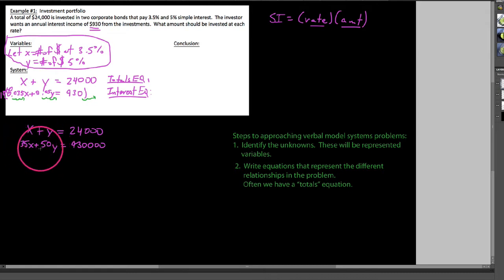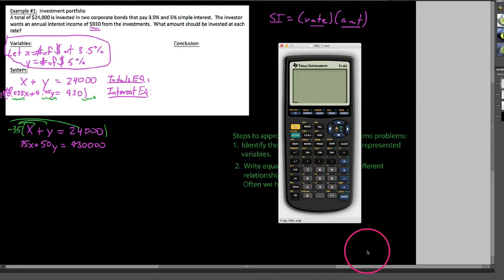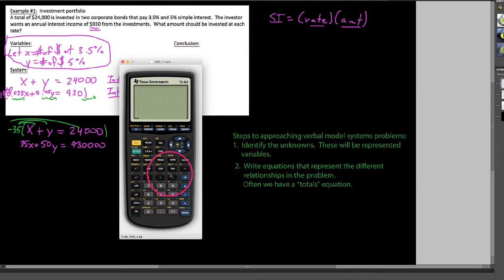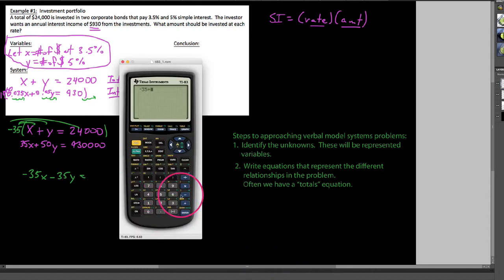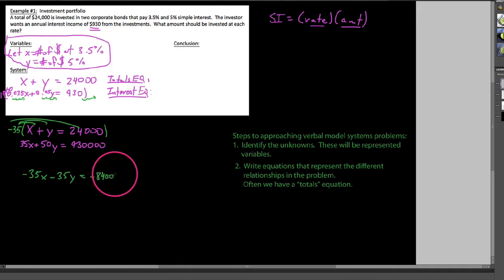So to solve this, I might elect to do it by the elimination method. Because I'm going to use the elimination method here, I'll eliminate my x's. I'll take everything in the first equation times negative 35. So here's where it's going to be important that we have our calculator out to help us with this work. We get negative 35x minus 35y equals, now I need to take negative 35 times 24 with 1, 2, 3 zeros after it. And so I get negative 84 with 4 zeros. This is going to be added to 35x plus 50y equals 93 with 4 zeros after it.